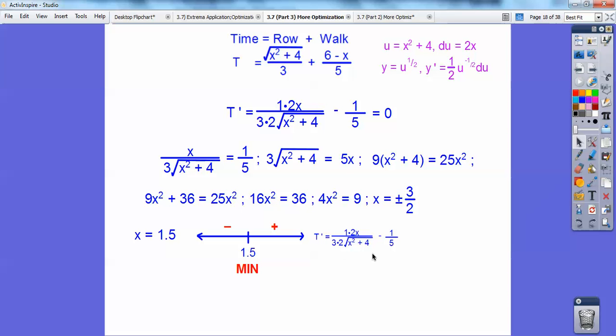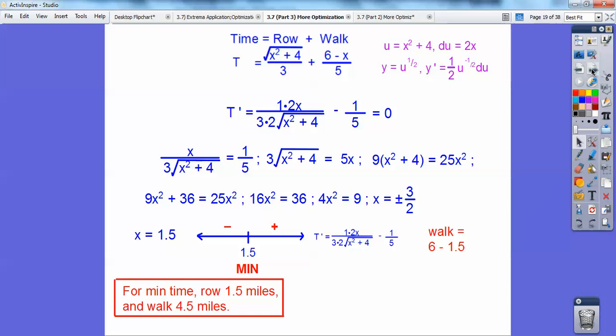Okay, and I plug this into my derivative formula. So I plugged in x equals 1, and I found out it's negative. When I plug in 1, 1 squared plus 4 is 5, and then when I take off 1/5, it gets me a negative. And when I plug in x equals 2, I get a positive on this side. So it's going down, then it goes back up. So this is a minimum spot, and that's what I wanted, a minimum for minimum time.